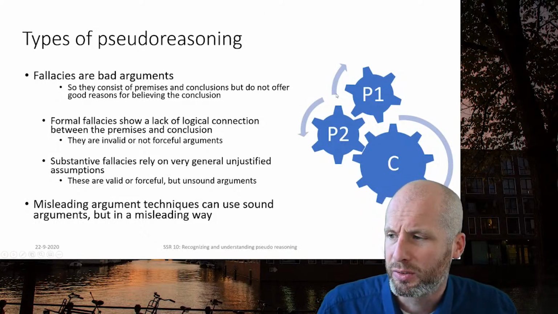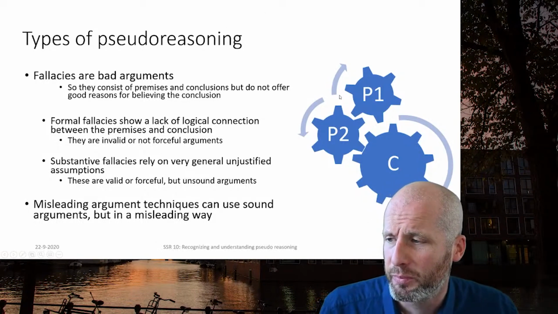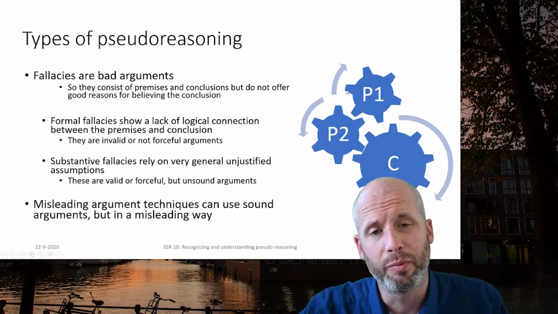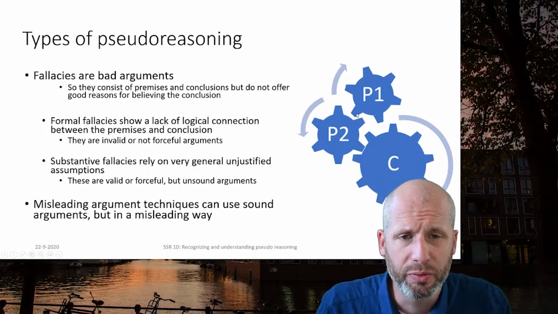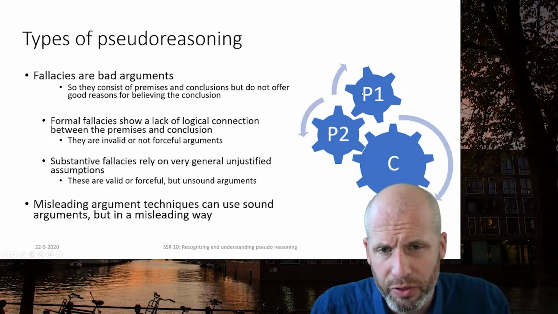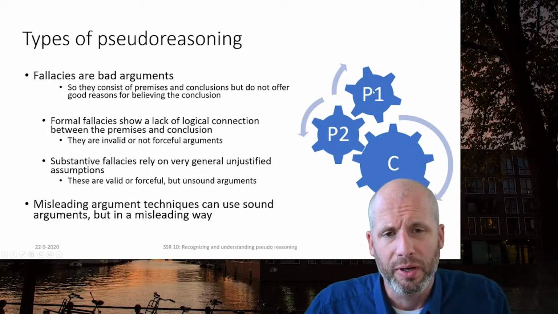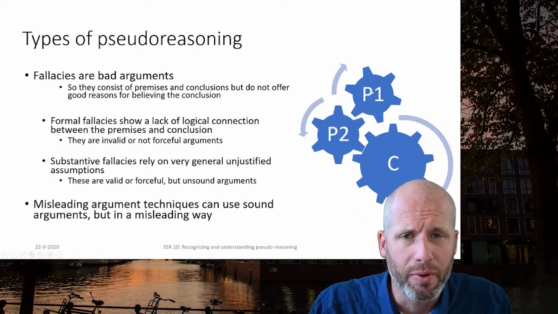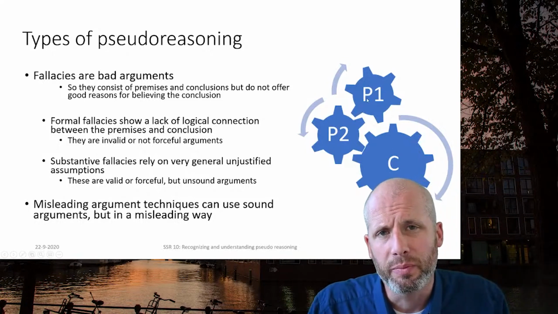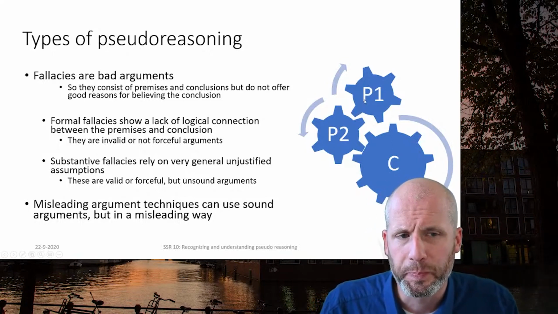If you remember that critical thinker's two-step, right? The first step is always checking whether if the premises were true, the conclusion had to be true or is more probable to be true than not. The first fallacies we're going to talk about, those formal fallacies, focus on that step. So there's a lack of connection between the premises and the conclusion. All right?